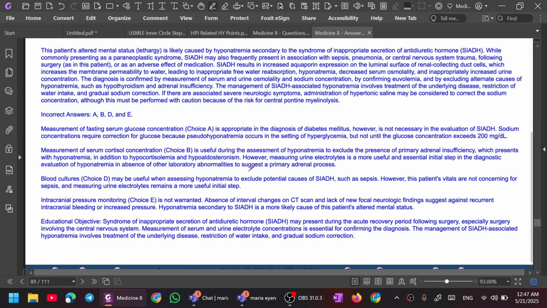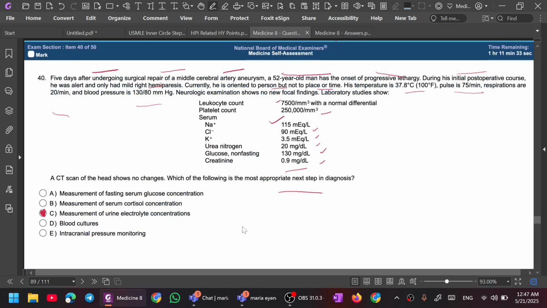Intracranial pressure monitoring is not needed. Absence of interval change on CT scan and lack of focal neurologic findings suggest against recurrent intracranial bleeding and increased pressure. Hyponatremia secondary to SIADH is the more likely cause of this patient's altered mental status. Okay, got it. Next. Okay.